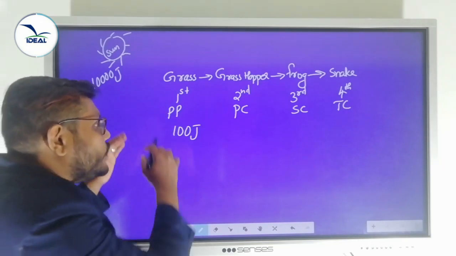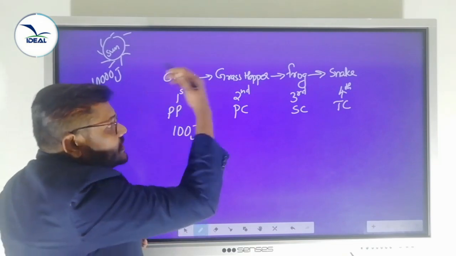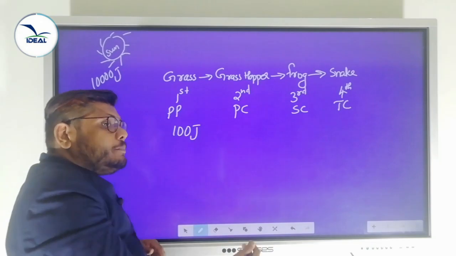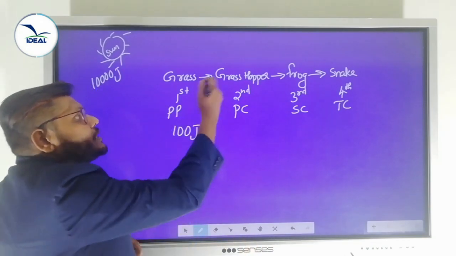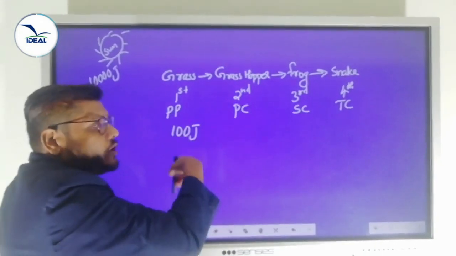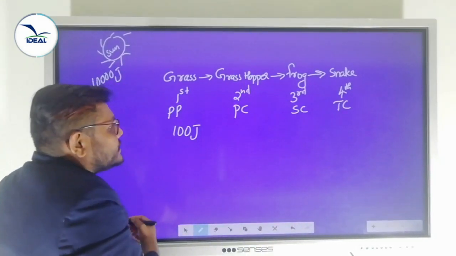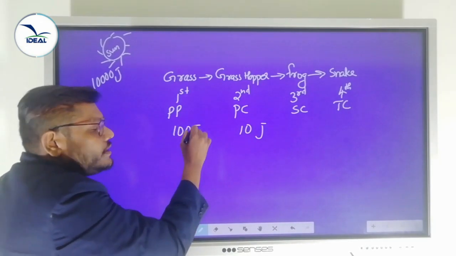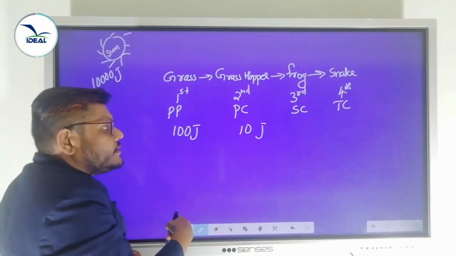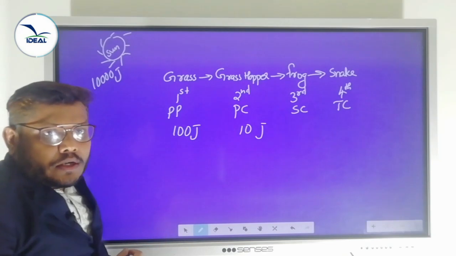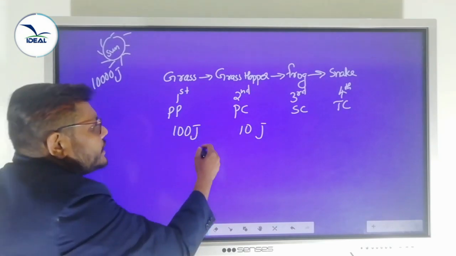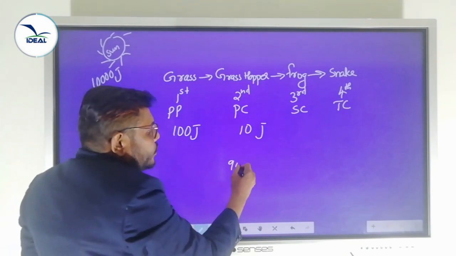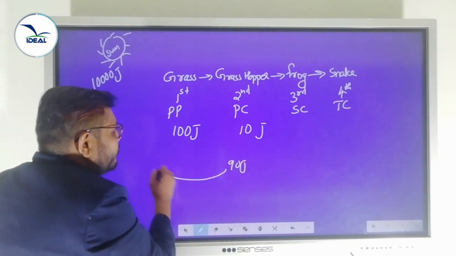Is it clear? So from here, the grass is eaten by the grasshopper. At that time, from the 100 joule, only 10% is transferred from grass to grasshopper, or from the first trophic level to the second trophic level. That is equal to 10 joule. Is it clear? 100 into 10%, how much will you get? Only 10 joule. So here there is a loss of almost 90 joule of energy in the form of what? Heat.